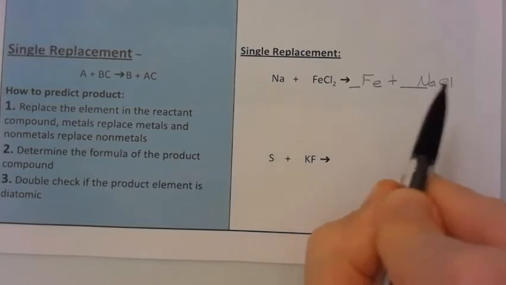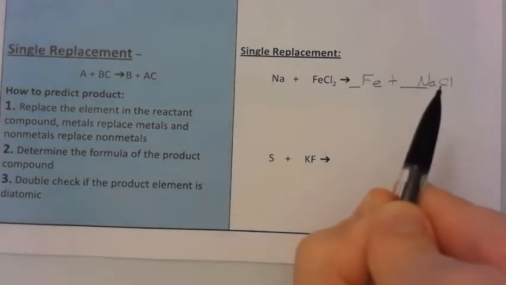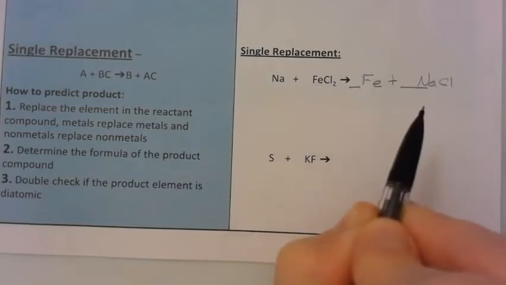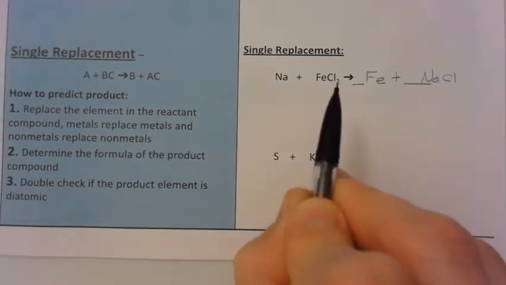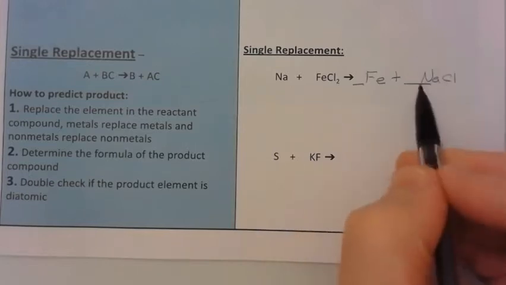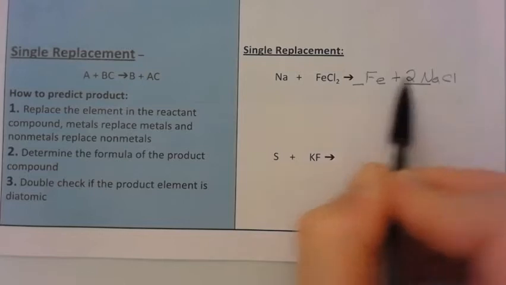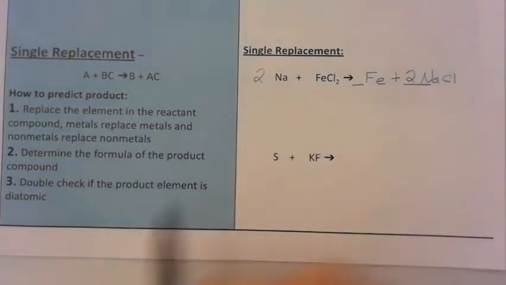Again, we really have to make sure that these product compounds are formed correctly based on their charges, and then we go back and balance out the reaction. So if we have 2 chlorines going in, we need 2 chlorines coming out. And then if we have 2 sodiums being produced, we need 2 sodium atoms to react with that 1 iron(II) chloride.